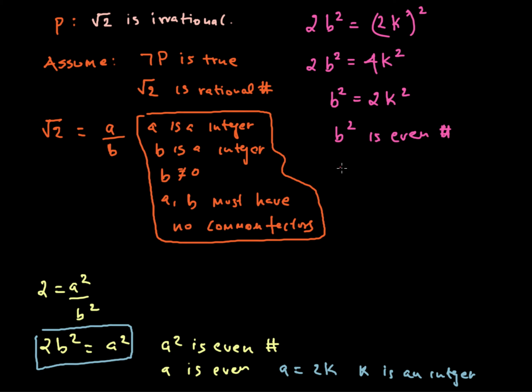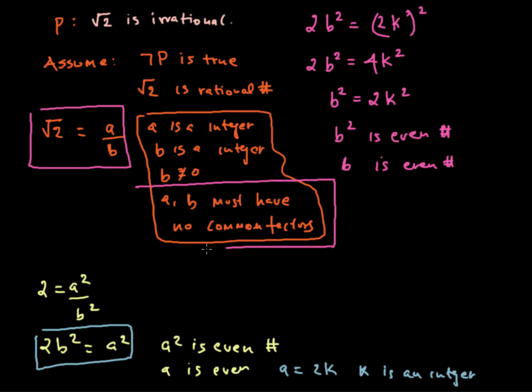So if b square is an even integer, from my theorem that I used over here for a, it also tells you that b is an even integer. And if b is an even integer, okay, coming back to this box here, if a is an even integer and b is an even integer, that does tell you that there is a common factor between a and b, which happens to be 2. Because a is an even integer, b is an even integer, I can take out 2 from a and b, which means there's a contradiction of this piece over here.